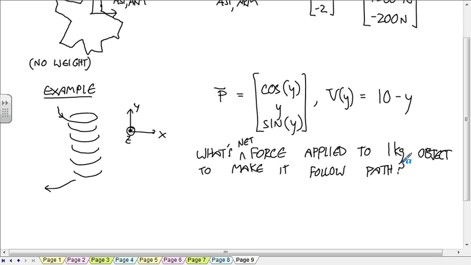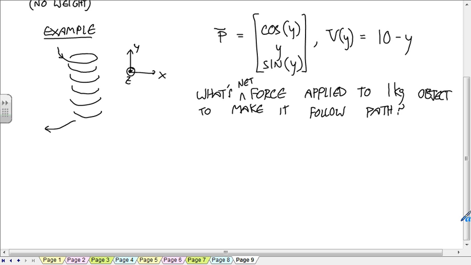All right, so we have to figure out the acceleration, and then we have to use Newton's second law with the acceleration to figure out the force. The acceleration is going to be, well, we know that it's the time derivative of the velocity vector, right? But we don't have anything in terms of time, so we have to do this using the chain rule. We have everything in terms of y, so this is going to be dv dy times dy dt. And dy dt is the y component of the velocity vector.